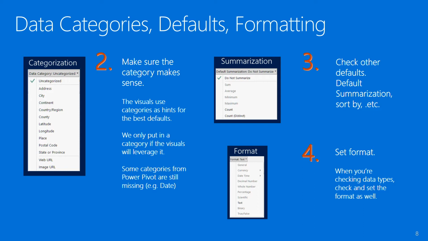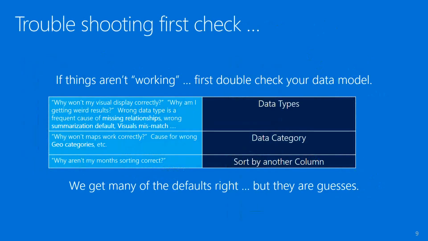You might want to check as well the defaults for things like summarization or sort by another column. If you look in the field list and you don't see the little sigma there, we won't by default use it in your x-axis or as a value field. So you can change that. You can change how it's summarized by default as well, and set the format. So if you do those things, a lot of stuff will just kind of work for free.